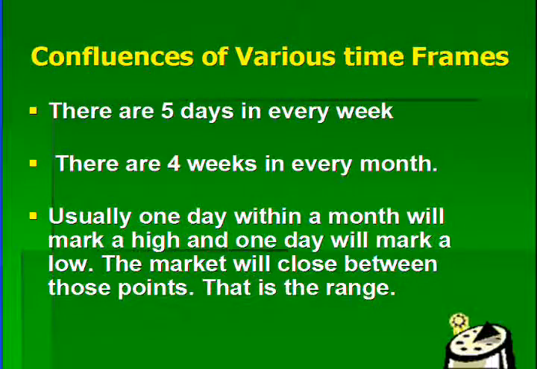But when you add up the different time periods, since there are approximately 5 business days in every week, and since there are 4 weeks in every month, usually one day within that month will mark a high, and then one day within that month will mark a low. So why wouldn't you want monthly support and resistance numbers in front of you every trading day? I understand I only have to figure them out once a month. Weekly numbers, I only have to figure them out once a week. So they're just an additive tool to help you.